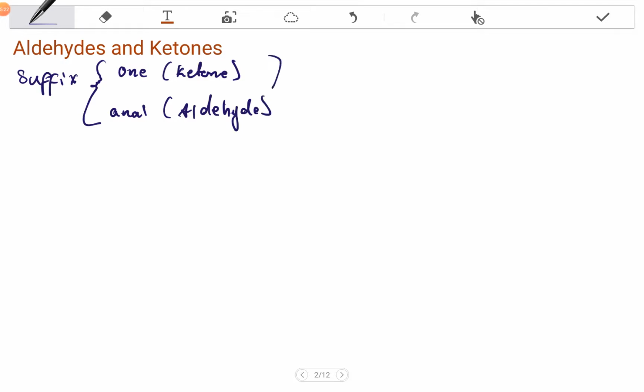I know that I wrote "al" for the previous one, but let's write this one as "anal" for aldehyde and "one" for ketone. We said that for the ketone, the functional group is always at a starting point or at the end, depending on how you want to specify it. So let's have something like this. Here is going to be this, and here we're going to have H.